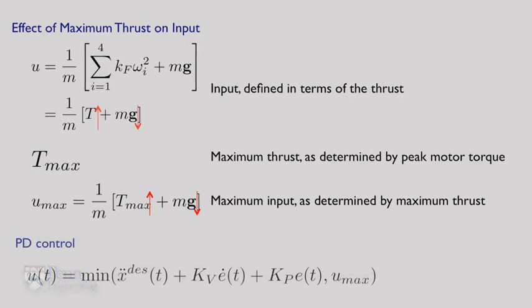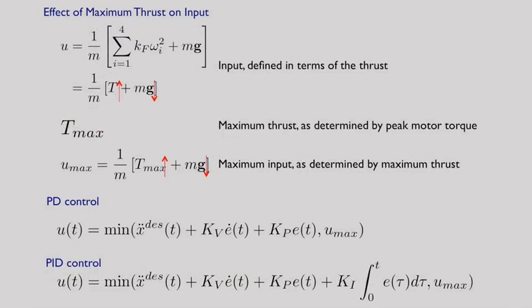So now when we do PD control, U of T is determined not just by the proportional plus derivative control law, but also the maximum thrust that can be applied. So if you take the minimum of these two functions, that'll give you the true value of the control input that can be applied. The same for the PID control.